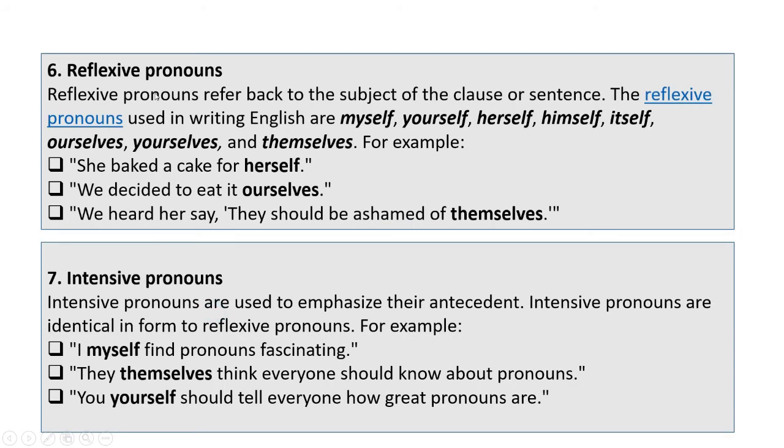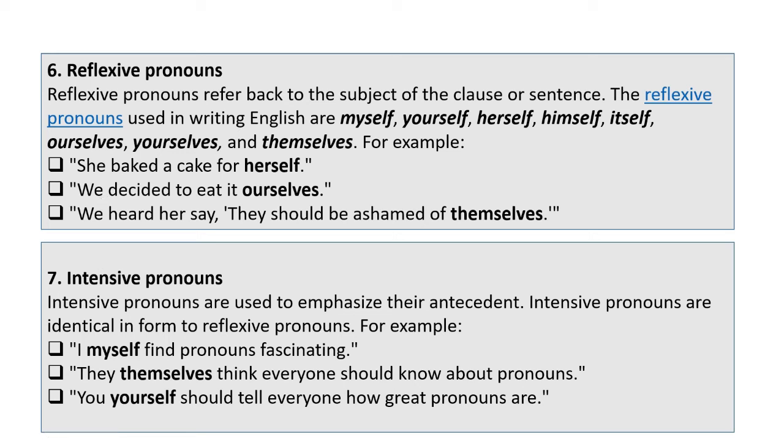Number 6, reflexive pronouns. Reflexive pronouns refer back to the subject of the clause or sentence, and the reflexive pronouns used in English are myself, yourself, herself, himself, itself, ourselves, yourselves, and themselves. For example, see, "She baked a cake for herself." "We decided to eat it ourselves." "We heard her say they should be ashamed of themselves." So themselves refers back to the subject, which is they, and herself refers back to the subject she, and ourselves is the same, referring to we.